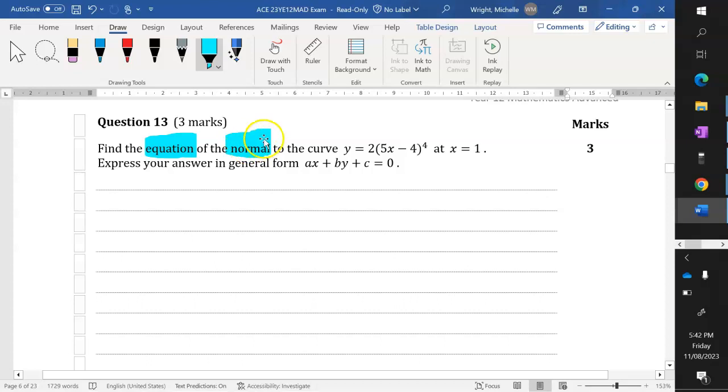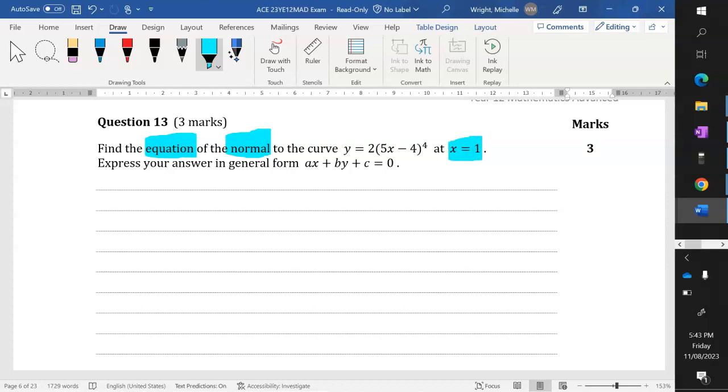So you need to look at the gradient. And it's going to be the normal to this curve here at a point x equals 1. That was the other thing people did wrong, is they didn't substitute in the x equals 1. And then the other thing you needed to do to get your full marks is it says to express your answer in general form. So you needed to have everything onto one side and have it equal to 0. So let's have a look what we need to do.